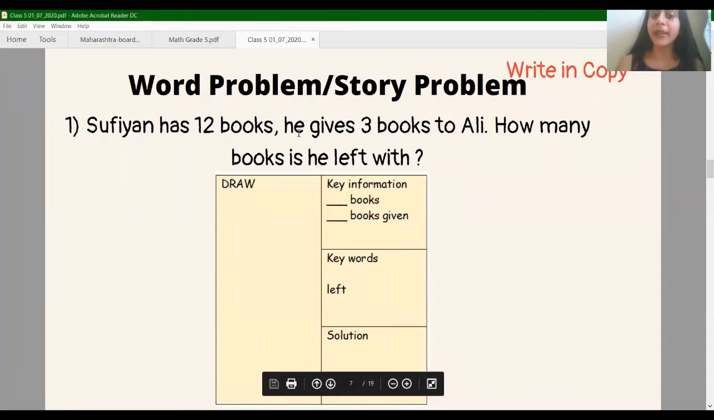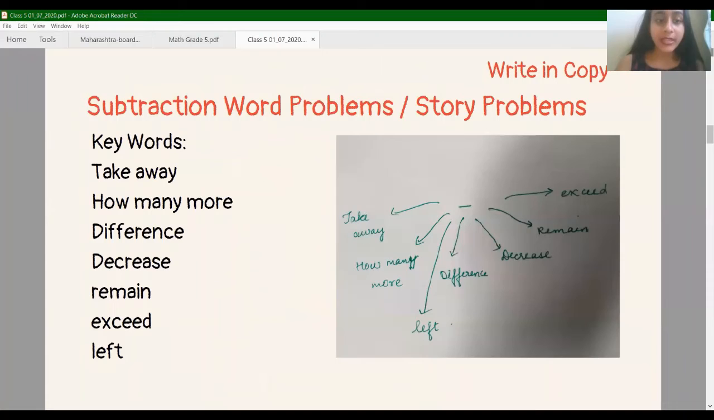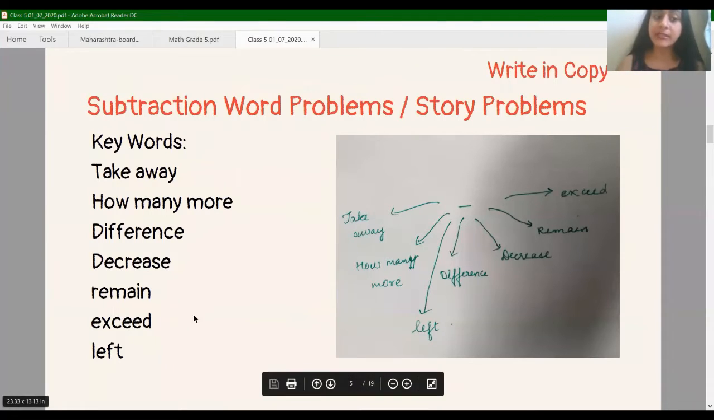This question you will do by yourself. Identify the keyword. What is the keyword? You must always remember that these are all keywords of subtraction. Okay, take away, how many more, difference, decrease, remain, exceed, left. You have to always remember these.